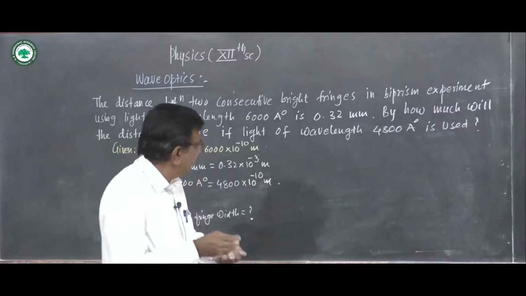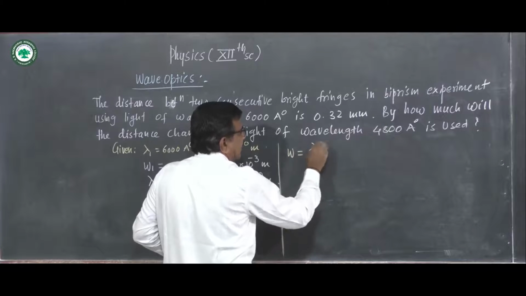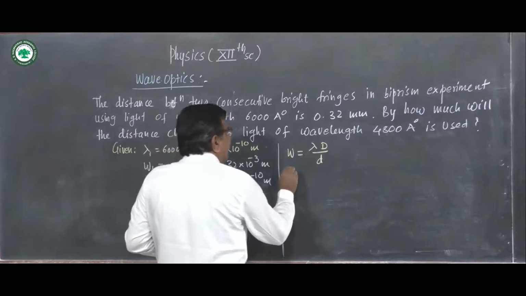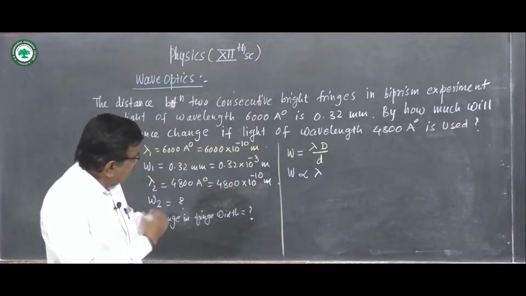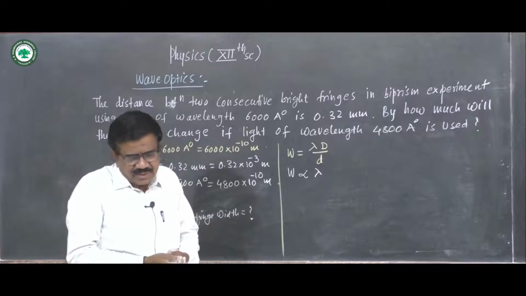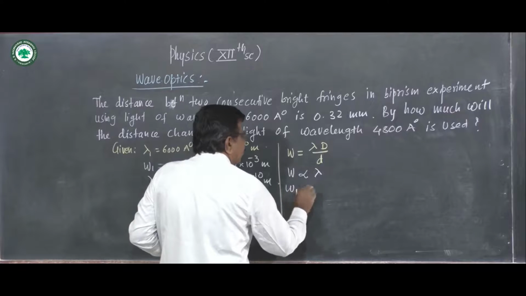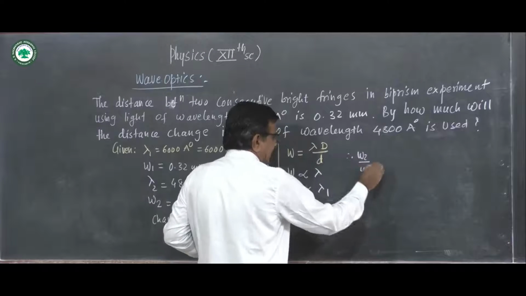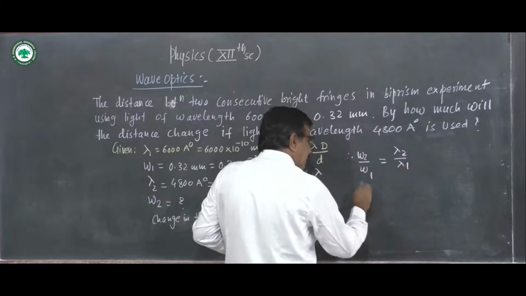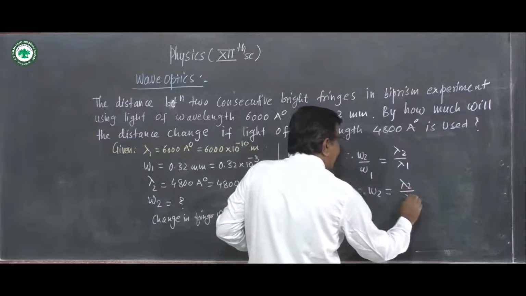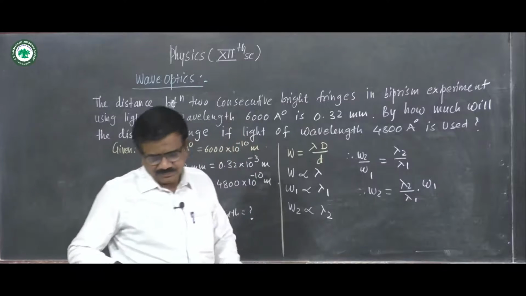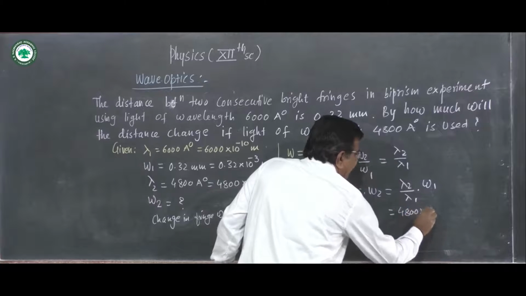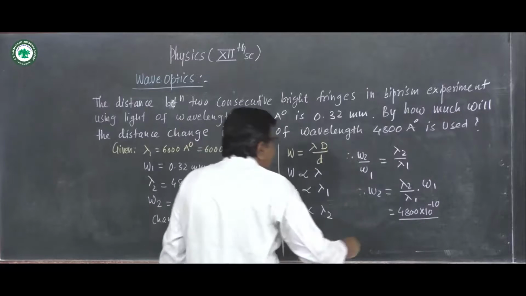Now we know in biprism experiment, fringe width W is lambda D upon small d. If capital D and small d are constant, W is directly proportional to lambda. If wavelength is increased, fringe width increases. If wavelength is decreased, fringe width decreases. So W1 is proportional to lambda 1, and W2 is proportional to lambda 2. Therefore W2 upon W1 is lambda 2 upon lambda 1, hence W2 is lambda 2 upon lambda 1 into W1. Lambda 2 is 4800 into 10 raised to minus 10, and lambda 1 is 6000 into 10 raised to minus 10.